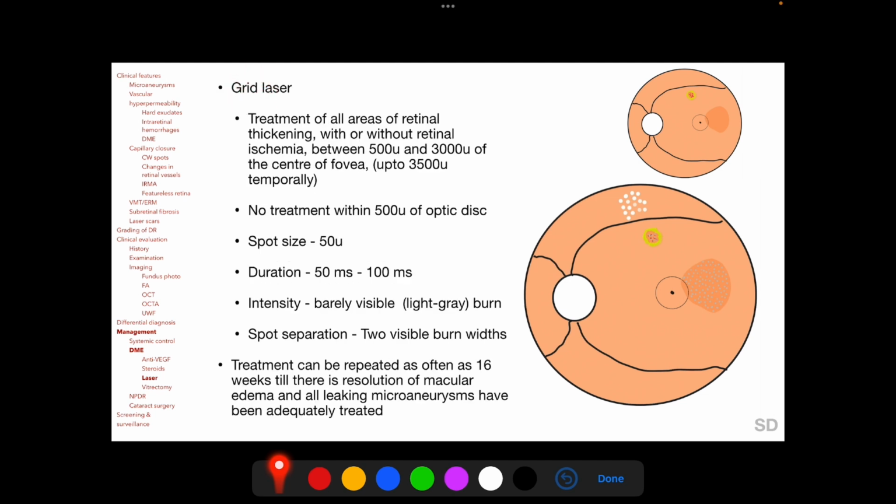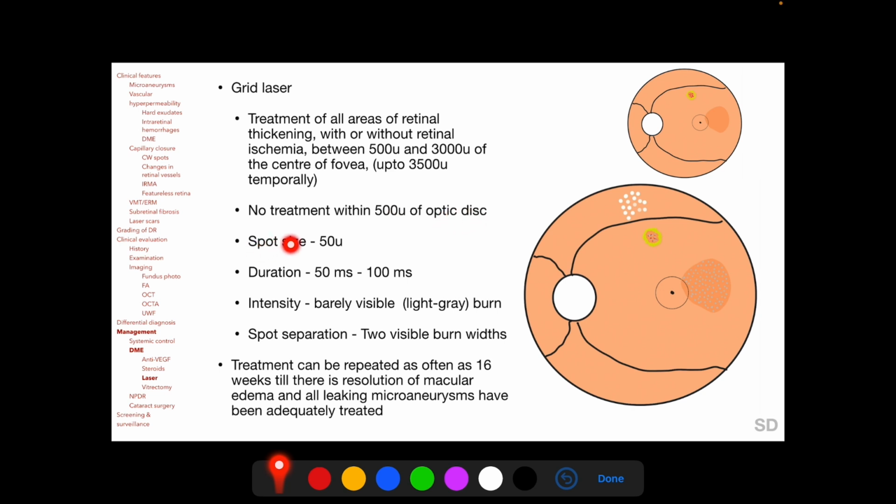Grid laser is the treatment of all areas of retinal thickening as shown by this zone in this diagram, with or without retinal ischemia between 500 microns and 3000 microns of the center of fovea, and extending up to 3500 microns from the center of fovea in the temporal quadrant. But no treatment, whether focal or grid, is done within 500 microns of the optic disc.